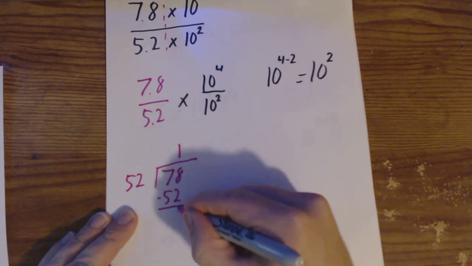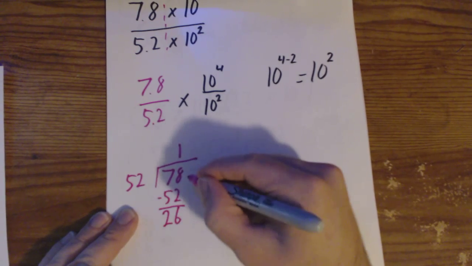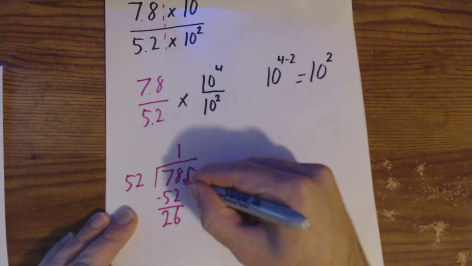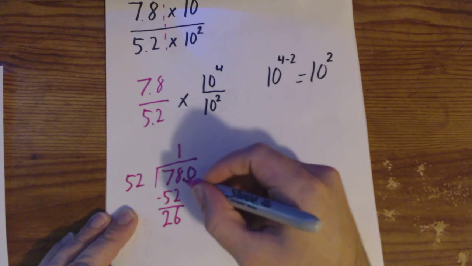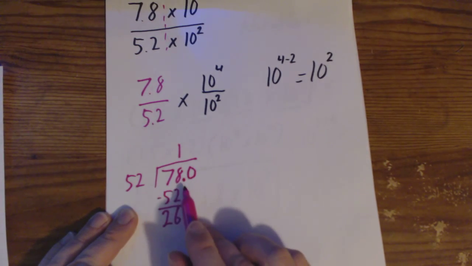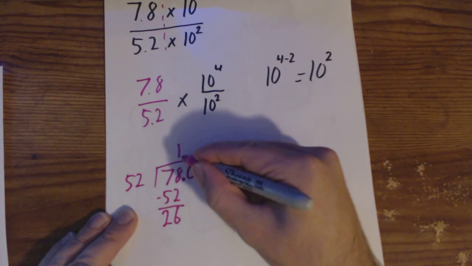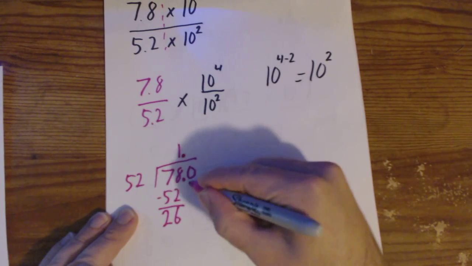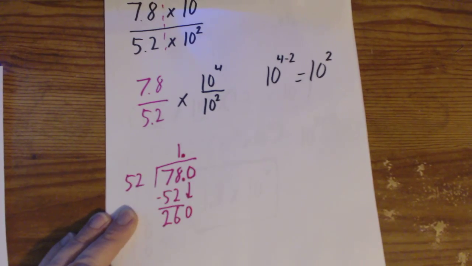52, a 6, and a 2. We have to add a 0, which there's a decimal right here. Don't forget that decimal. This is a 78, decimal there. Decimal needs to come up here as well. Okay? We bring that 0 down, 260.